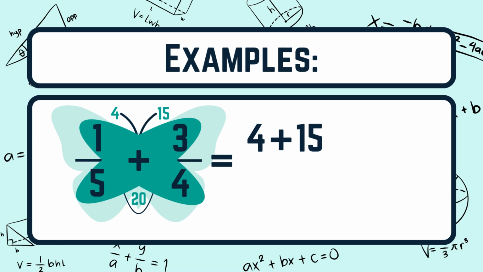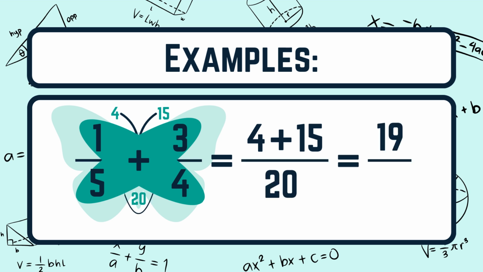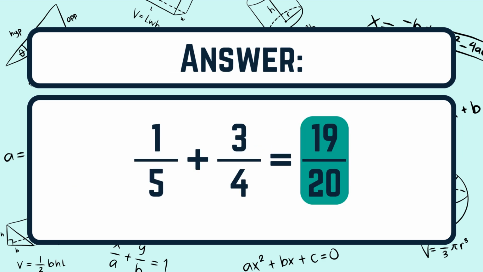Now we add the numbers in the antenna. 4 plus 15 equals 19. We put the 19 in the numerator. The number in the body, 20, is our denominator. So 1 over 5 plus 3 over 4 equals 19 over 20.